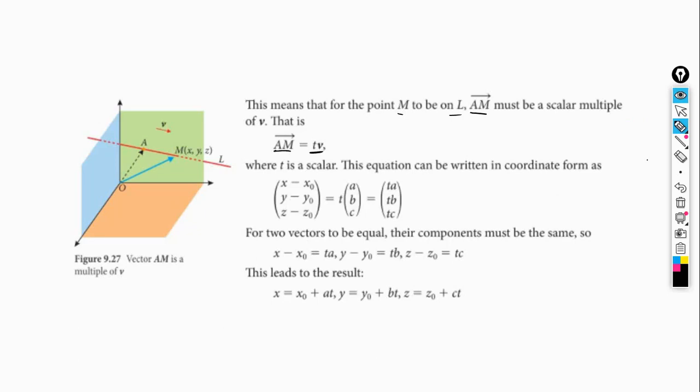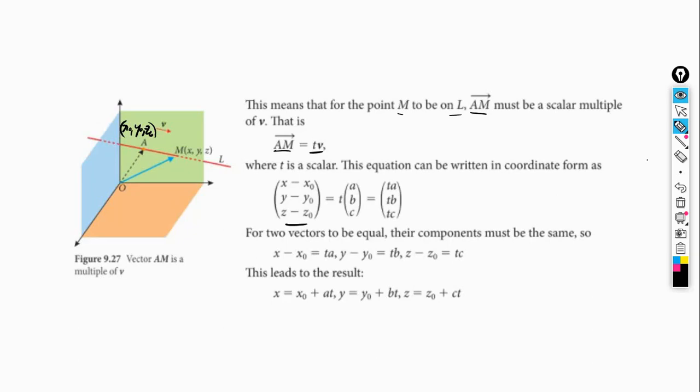This equation can be written in coordinate form as x minus x sub 0. So this would be vector AM. Now remember that the coordinates of A are x sub 0, y sub 0, and z sub 0. So this is vector AM, and this is equal to t times the vector v. Remember that a, b, c are the components of vector v. Therefore, this equals ta, tb, tc as a vector.